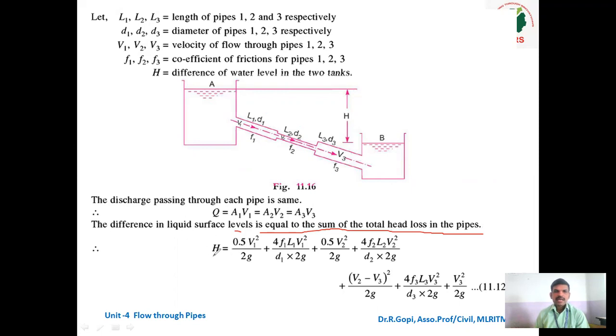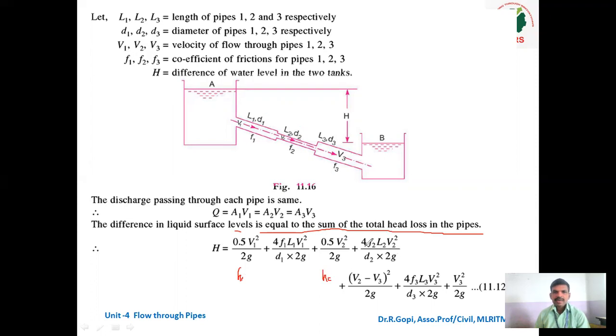Now write the formula. H is equal to 0.5 V1 square divided by 2g, which is for the inlet loss, plus 4 F1 L1 V1 square divided by 2g D1, which is the friction in pipe 1. Again 0.5 V2 square by 2g is the sudden contraction. So this is for H_I, and this is for H_C, sudden contraction.